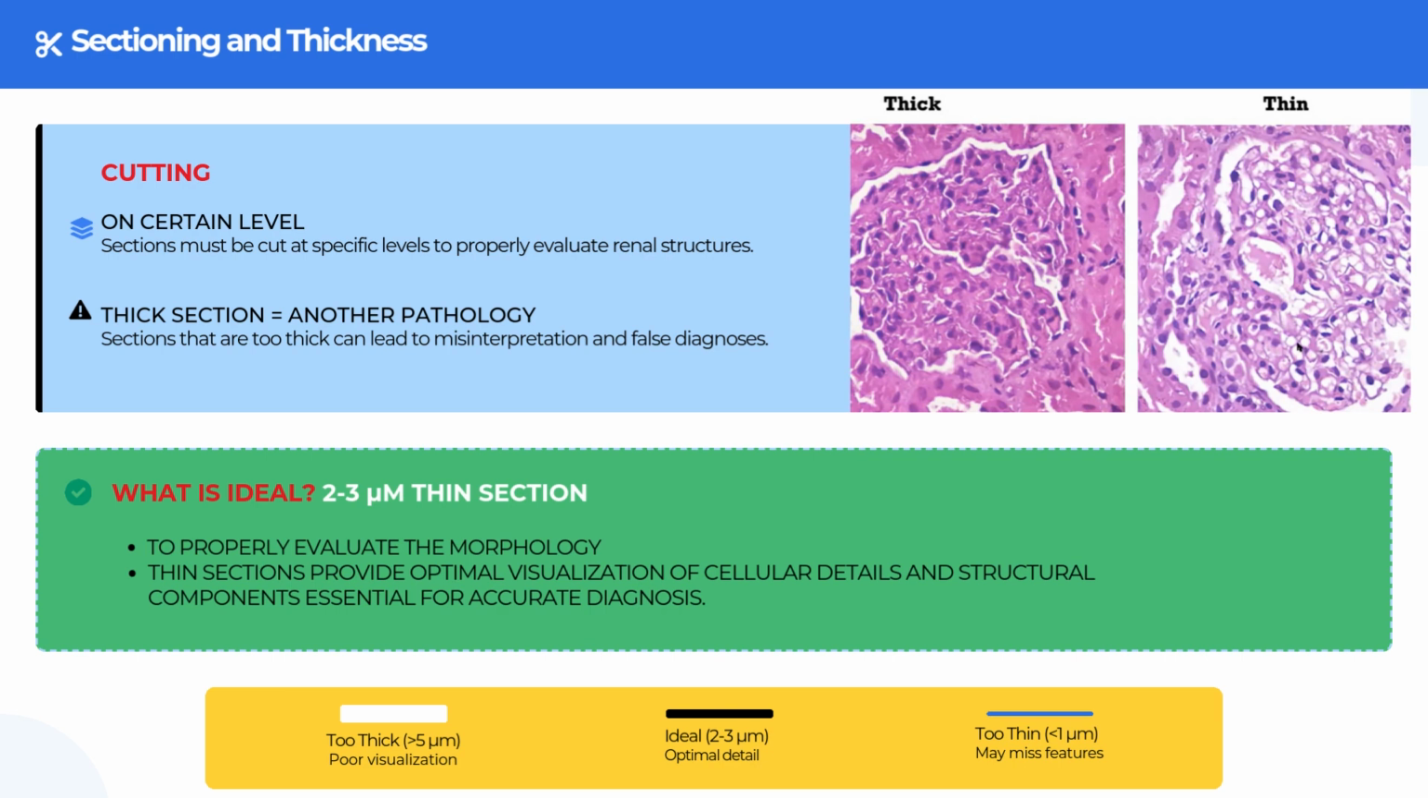Moving to another important aspect, cutting and sectioning. Keep in mind that sections must be cut at a specific level and thickness, as this directly affects the accuracy of morphological interpretation. If sections are too thick, like here, they may create a misleading appearance and obscure details. If too thin, important features can be lost. So the ideal thickness is 2 to 3 micrometers. Thin sections in this range are essential for optimal visualization of cellular details and structural components.